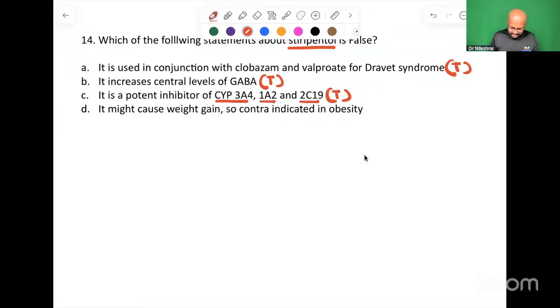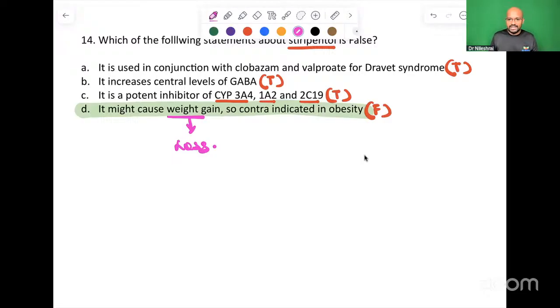And the last statement is it might cause weight gain, so contraindicated in obesity. This is a false statement because it will not produce weight gain. Instead, it will produce weight loss. That's why it can be given to obese individuals who have also been diagnosed with epilepsy. Good. So this is the false statement, and that is the answer for this question, because they have asked which of the following statements is false. It's a negatively phrased question.